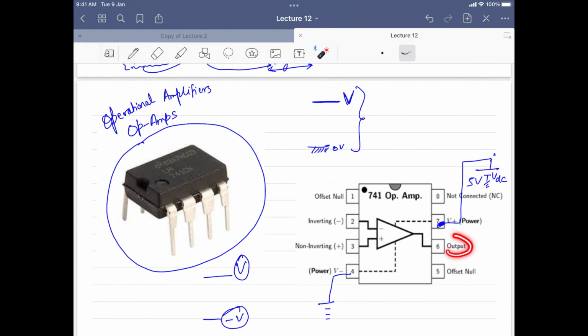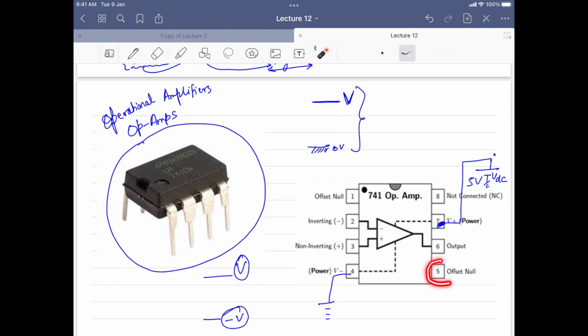Then we have output. So you are feeding something, you must get something as output also, right? There is no point in having a device with only inputs and no output. So you will take output from here. This is the output pin, and this is the 6th pin of this operational amplifier, and this will be the one from where you will take the output.